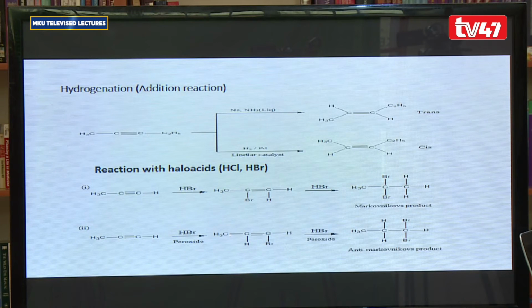If you want a trans isomer when you are preparing alkenes from alkynes, then you use Hydra catalyst. Now, reactions with halo acids. Halo acids are acids where the anion is a halogen.